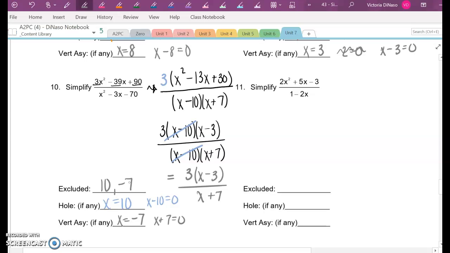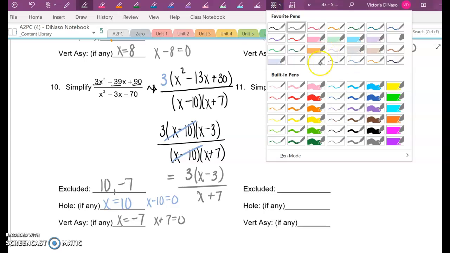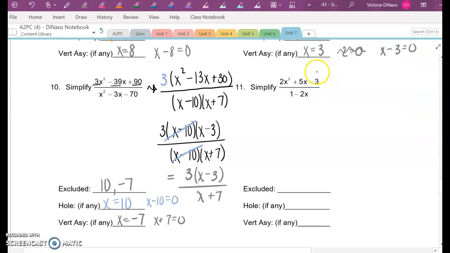For number 11, you're going to have to factor the long way. So in your numerator, when you factor this whole thing, however you factor, you're going to get 2x minus 1 times x plus 3, divided by 1 minus 2x. Now, check this out. 2x minus 1 and 1 minus 2x are opposites of one another. So you are actually able to pull out a negative 1.